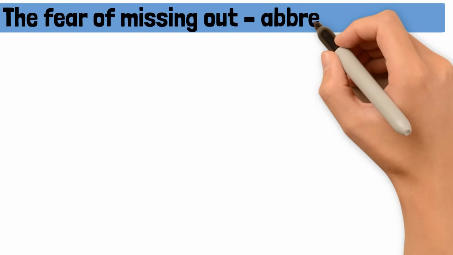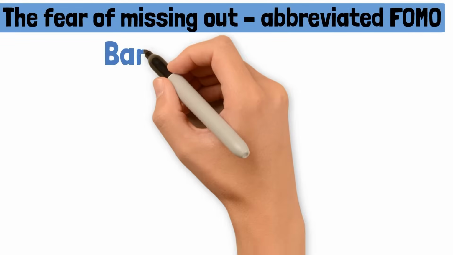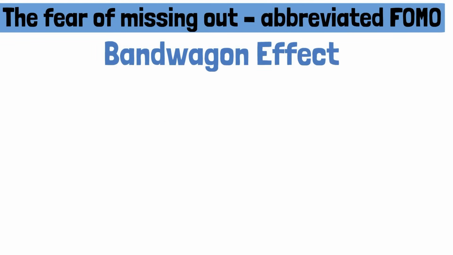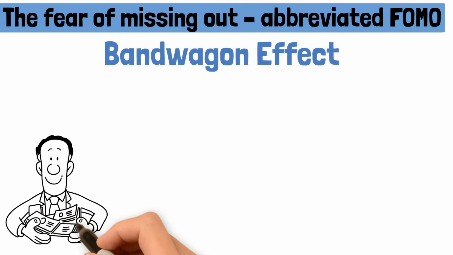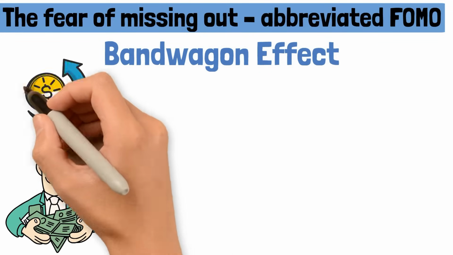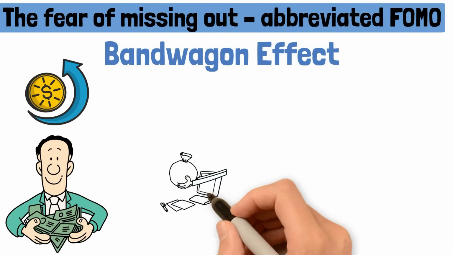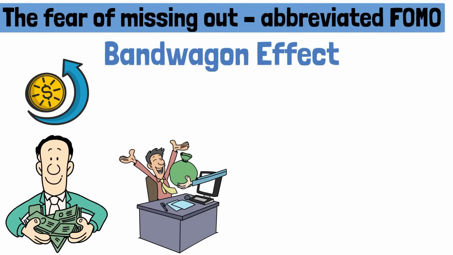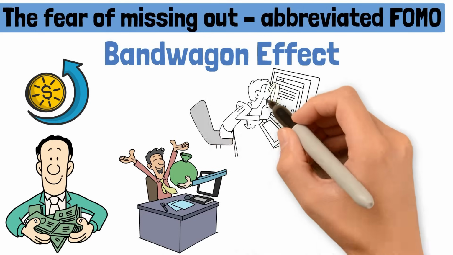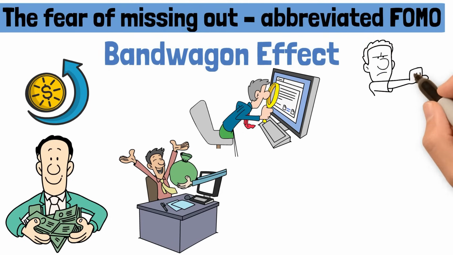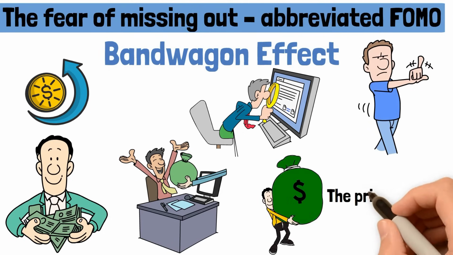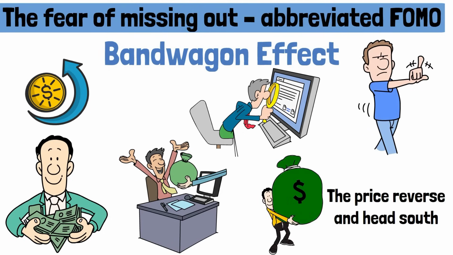Another strong trading bias is the fear of missing out, abbreviated FOMO, and also called the bandwagon effect. When traders are making money on rising prices, you feel uneasy when other people are sharing screenshots of profits while you're missing out. This is magnified by social media. In the end, you can't resist anymore and you buy, only to see the price reverse and head south.